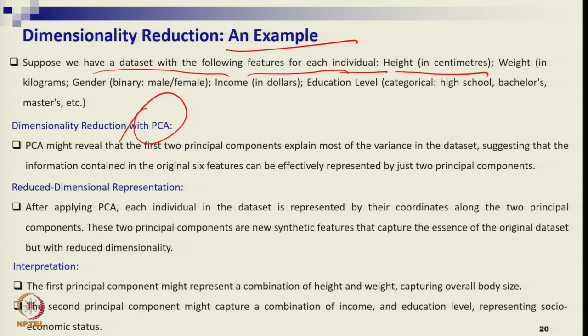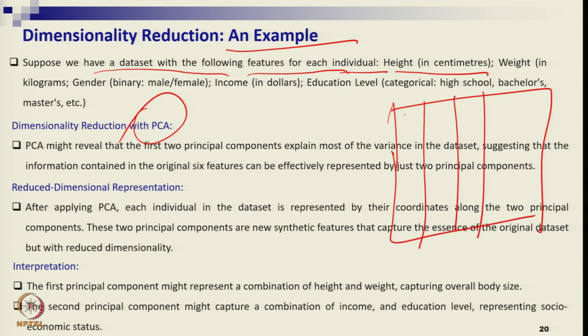What is that? Suppose height, one feature. Look at the features. How many features do you have in the data? Height, and then weight, and then say gender, and then say income, and then say education level, right? How many features do you have? Five features. Suppose it is too big and you want to reduce the dimension. You use your PCA, the process as I told: first you convert the data by the normalization process, right?